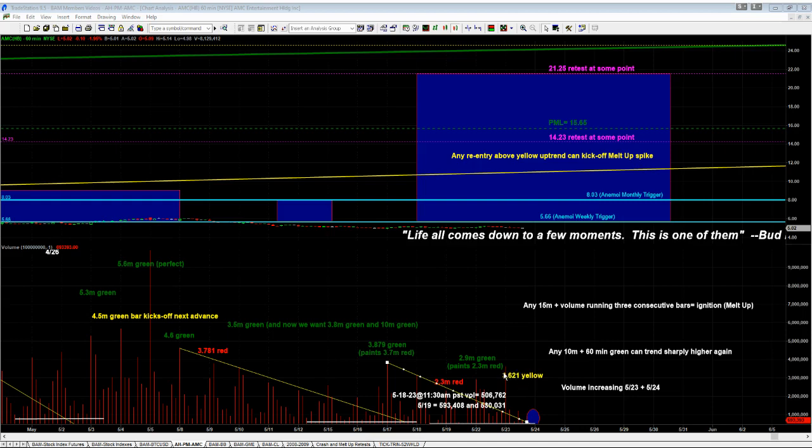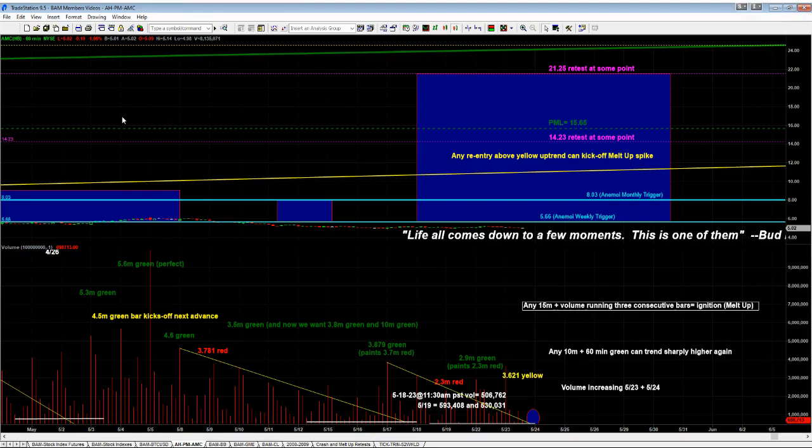share 60-minute bar, and then the real fireworks can start, or at least acceleration to the upside can start with any 10 million share 60-minute green bar. And so again, that would help us trend sharply higher. If we're going to melt up like we did in May, June of 2021, which could happen, but would be more likely, I believe, very tail end of May, first 2 weeks of June, we'd need to print 3 15 million share 60-minute bars in a row, all closing green. So that's what that looks like.